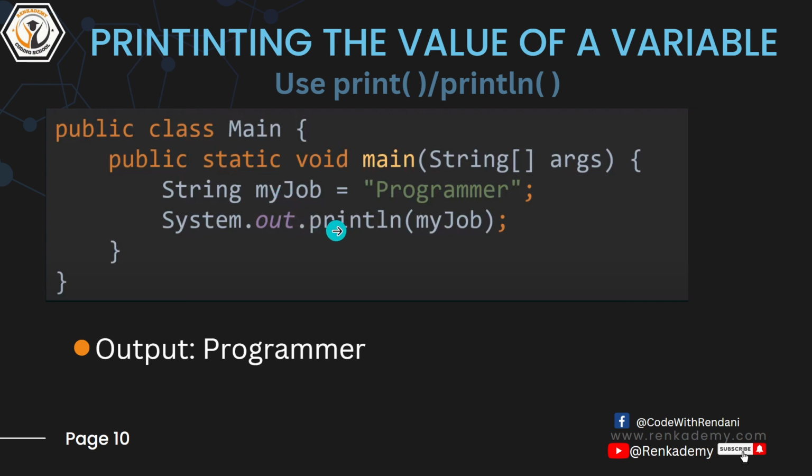So after that, the println method is going to print the value of this variable, which is in this case, the string programmer, alright? So have a look over here. I compiled the program and then I run it, and here is the output. We can see the string programmer printed, okay?